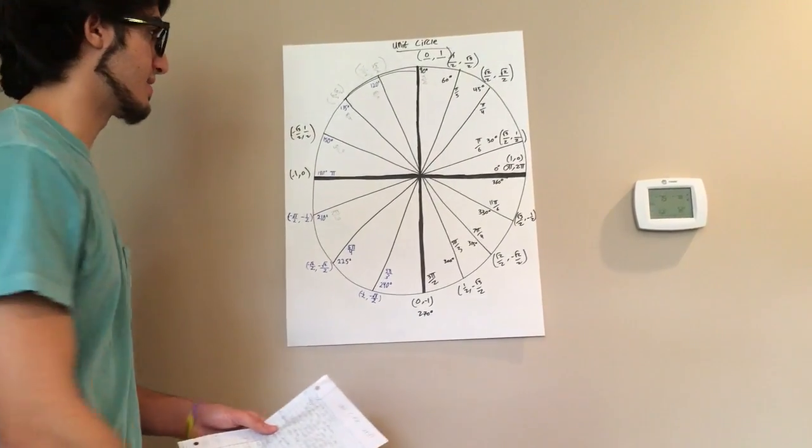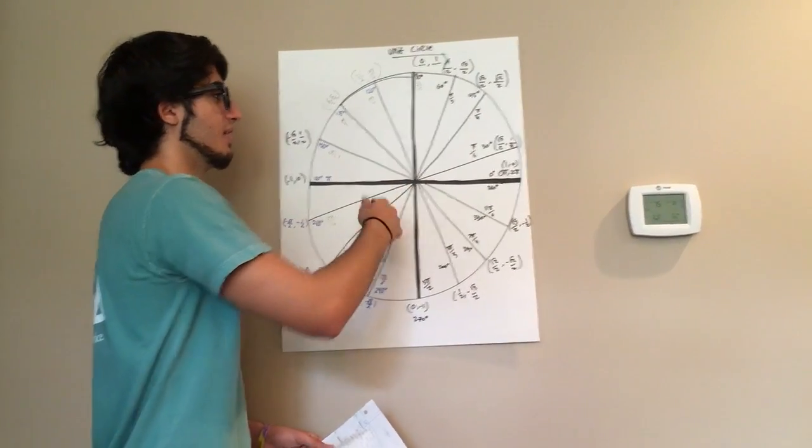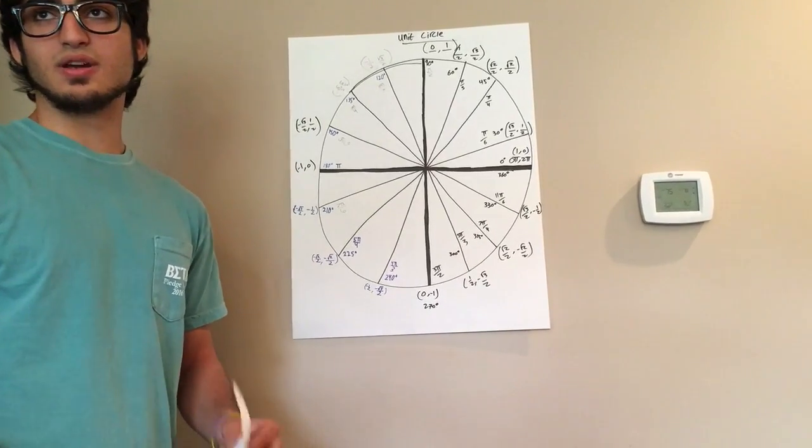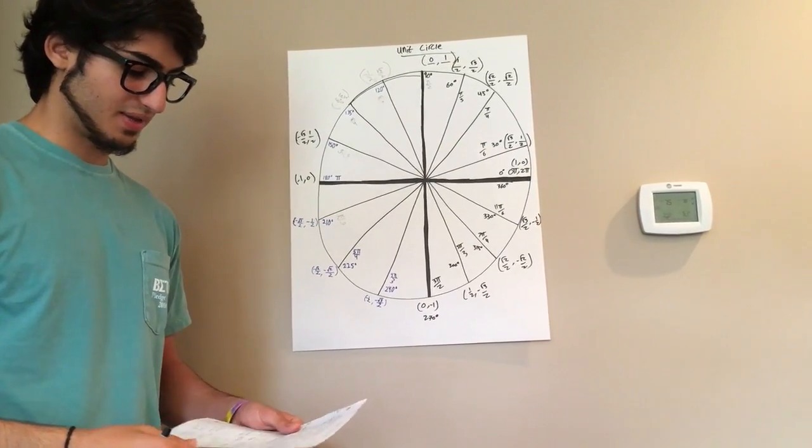And then you'd have secant, that's simply the inverse of cosine. You get that by the same method. And then cotangent, you get that the same way.